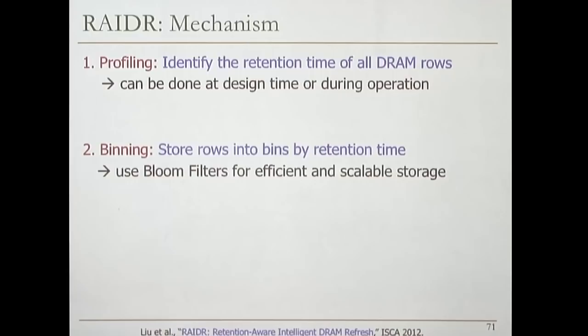Let's say you have three different retention times, 64 milliseconds, 128 milliseconds, and 256 milliseconds. That requires 2 bits per row, right, to encode. If you have 2 to the 30 rows, 2 bits per row is a lot of encoding. You need to store that information somewhere. So this paper that you're going to read uses bloom filters for efficient and scalable storage.